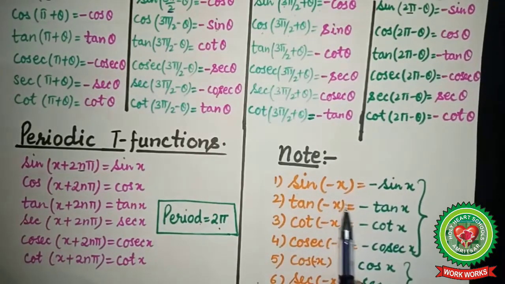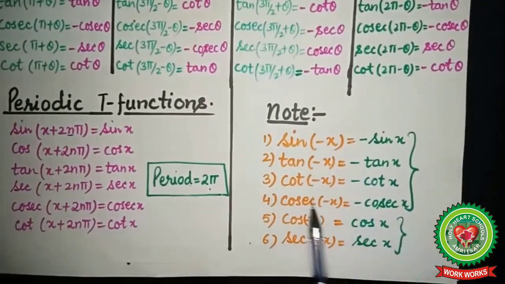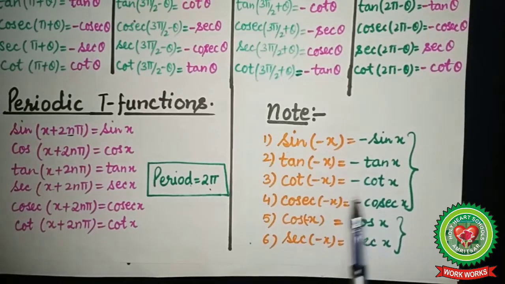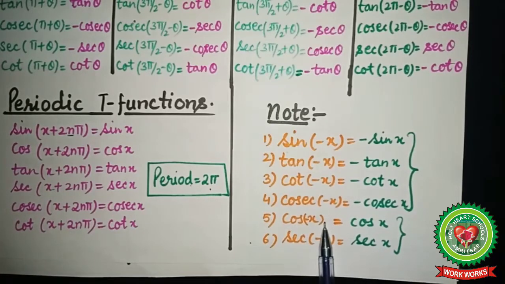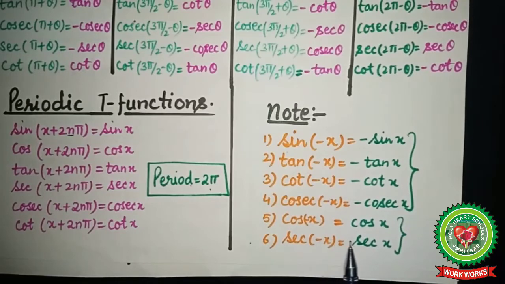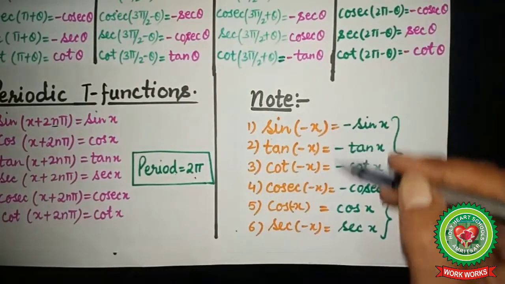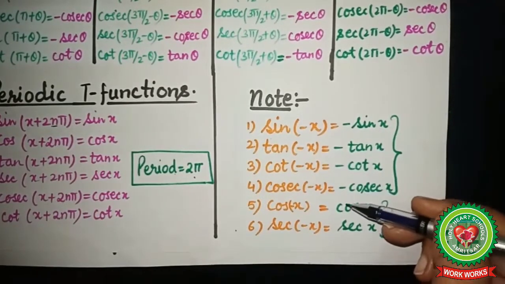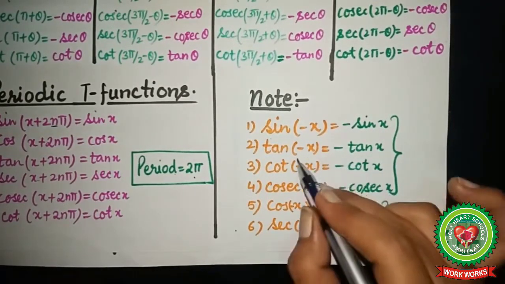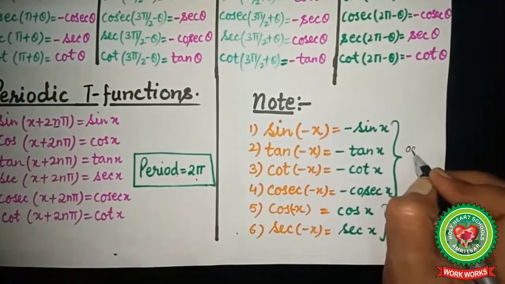Tan of minus x, answer is minus tan x. Cot of minus x, answer is minus cot x. Cosecant of minus x, answer is minus cosecant x. Then when you see cos of minus x, the answer will be positive. Secant of minus x, answer is secant x. From here we can see that for the first four we are getting a negative sign and the last two are positive. Now the functions for which we are getting negative signs are called odd functions.